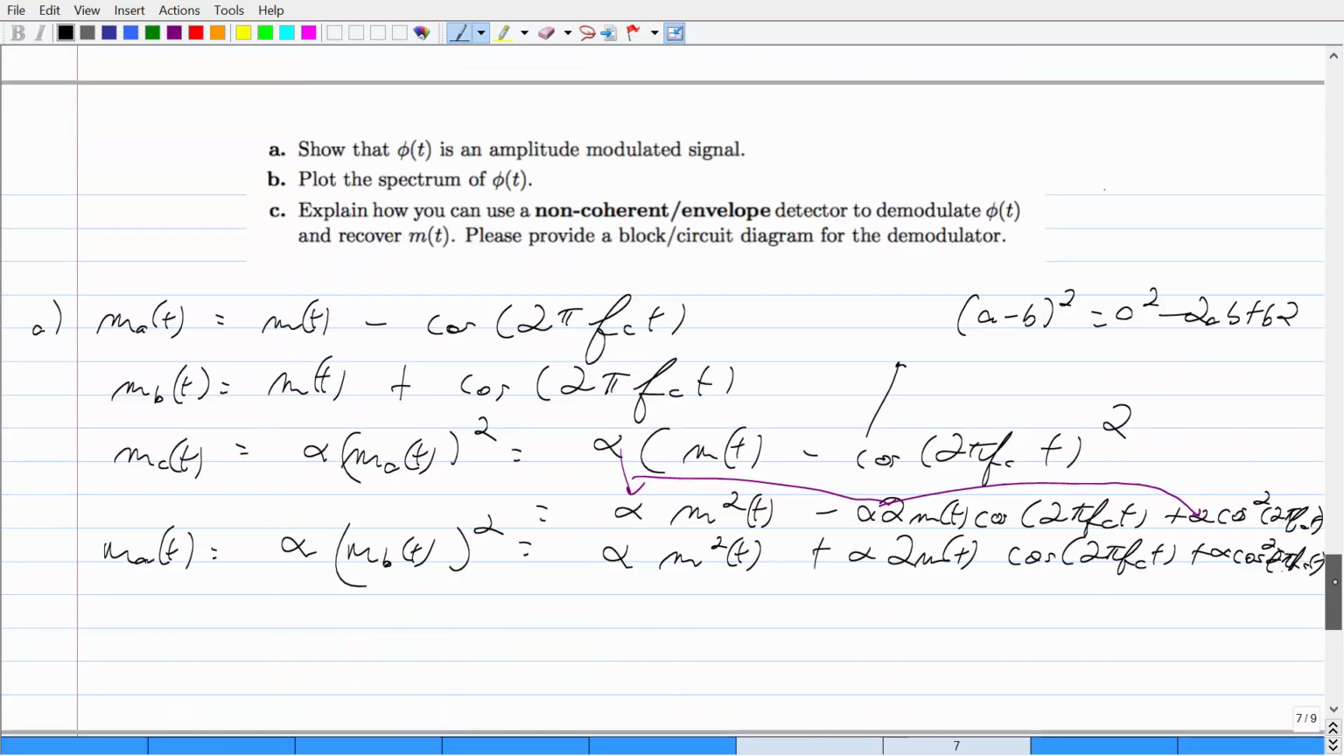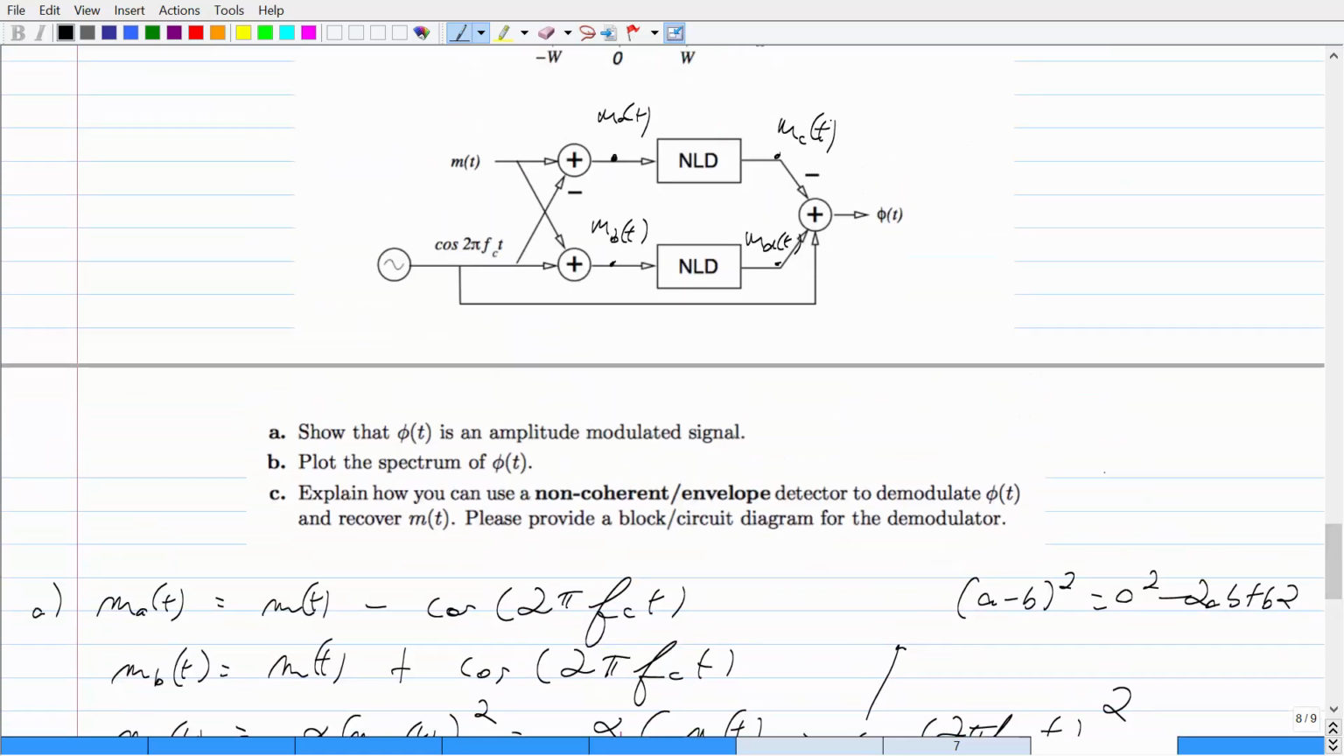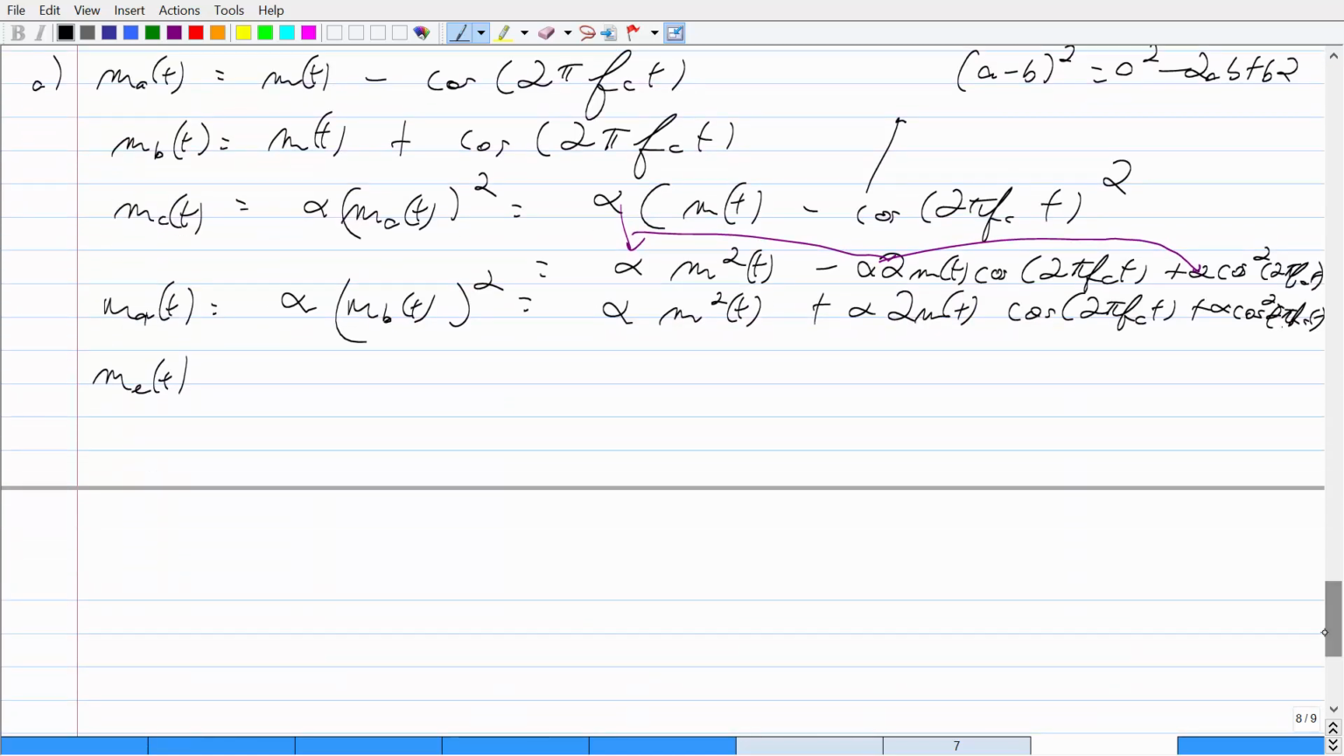Now, let's take a look at E, which is the adder. What this does is it takes m of d with cosine, and then it subtracts m of c from it. So this becomes m of e, sorry, this is phi.